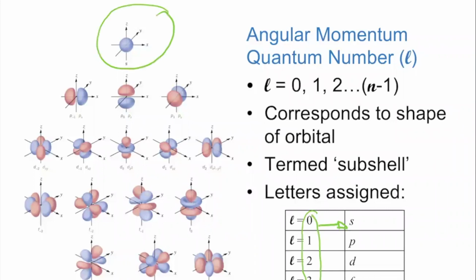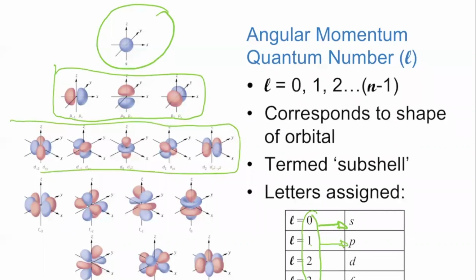If I'm referring to L equals 1, that means I'm talking about p. And p has 3 axes, px, py, and pz. If I'm talking about L equals 2, I'm referring to d. If I'm referring to 3, I'm referring to f. And we're not going to get past that. So you want to make sure you memorize that, because that way we will avoid confusion.